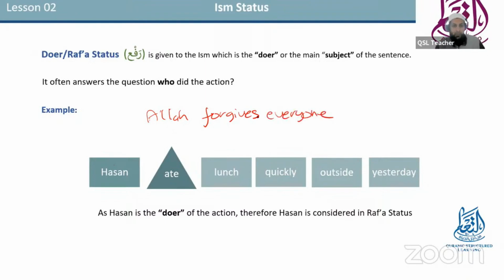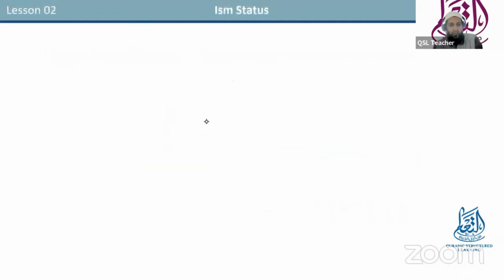Allah forgives everyone. What's the action in this sentence? Clearly it's forgives, and who's doing the forgiving? Therefore, whoever you find is doing the forgiving is rafa' in status. So therefore, the word Allah is rafa'. Lafzul jalala rafa'. Okay, so I hope that makes sense. So we can now move on to some more Quranic examples.